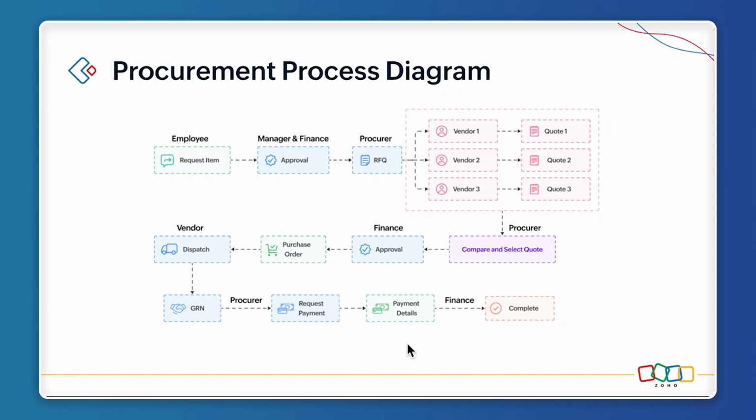Now the employees will check for the stocks, whether the stocks are available or not, to create a specific product, right? If the stock is not available, the employee will be requesting the item. Whatever item is not available, he will be requesting the item. And once he requests the item, the request will be approved either by the manager or by the finance team, right?